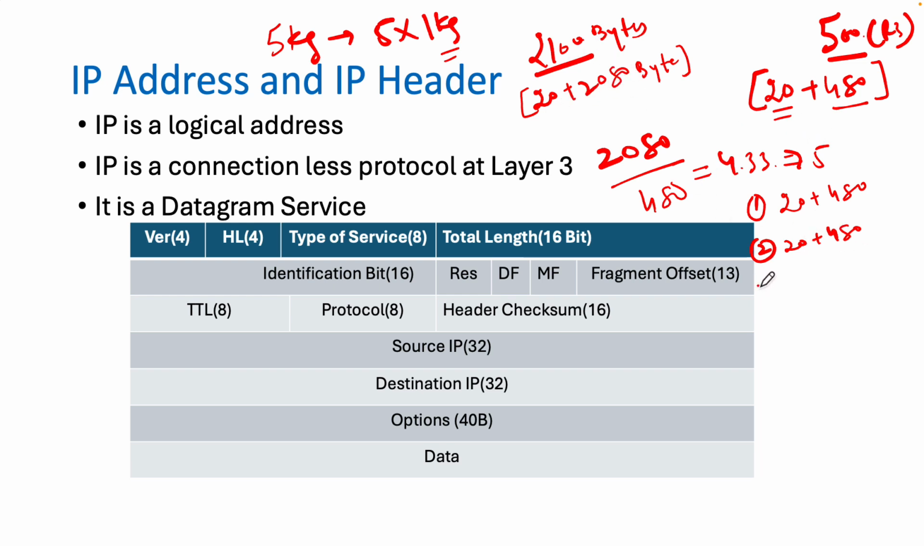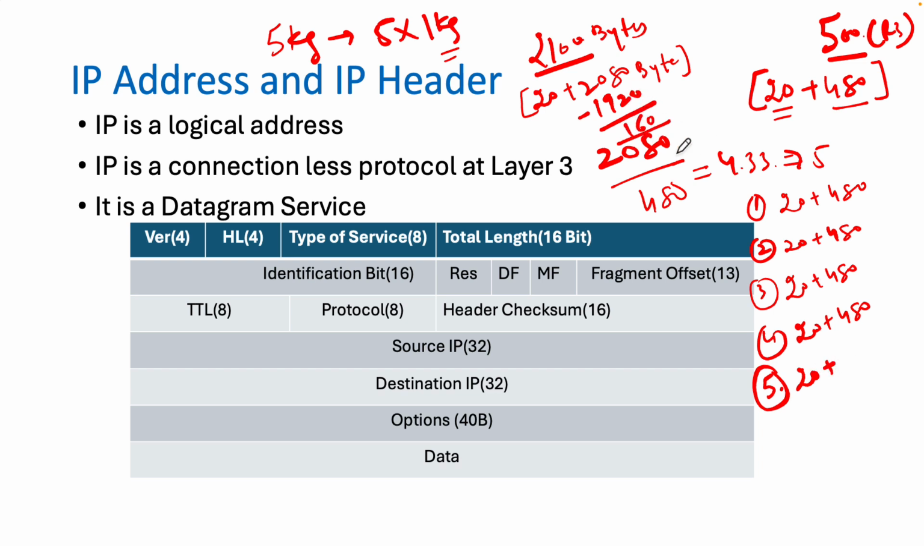I told you first and second. Third will be 20 plus 480 bytes. Fourth will be 20 plus 480 bytes. 20 is header plus this one is payload. Now what will be the fifth one? If you add these 480 plus 480 plus 480 plus 480, that is 1920 of data. But how much data did we have? 20 bytes of header plus 2080. You can subtract 1920 to find out how much data will be there in this fifth fragment. 20 bytes plus 160. So the fifth fragmented packet will have 160 bytes of payload.